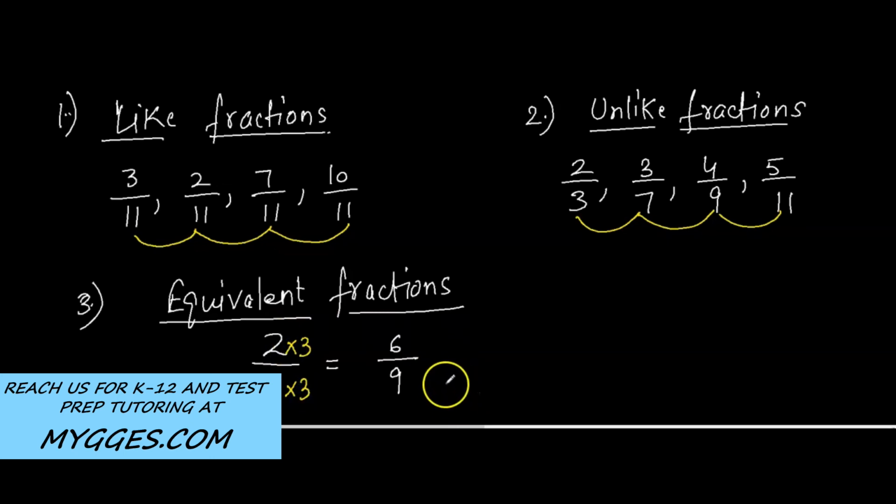Same way, you can find more equivalent fractions by multiplying these fractions by any of the equal numbers or the same numbers. Say 6 times 4 and 9 times 4. So that would be 24 over 36. So 2/3, 6/9, 24 over 36, all these are equivalent fractions.